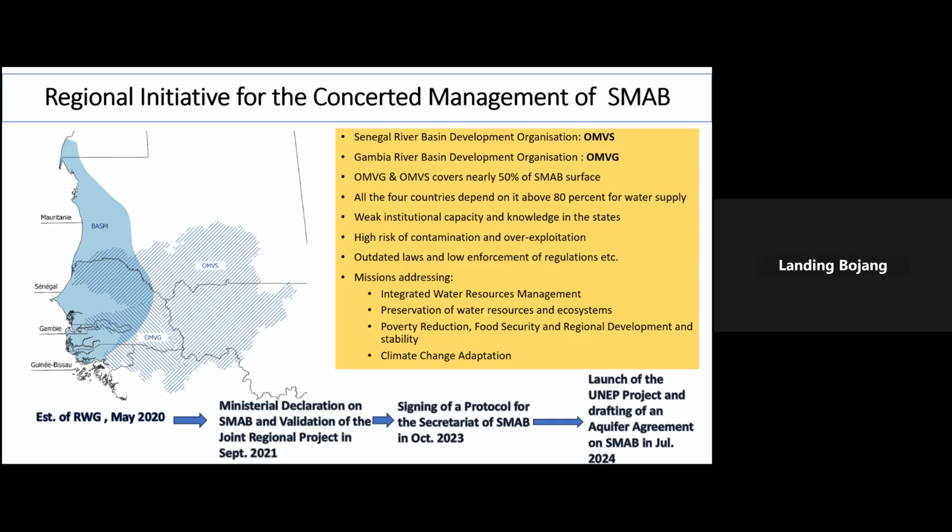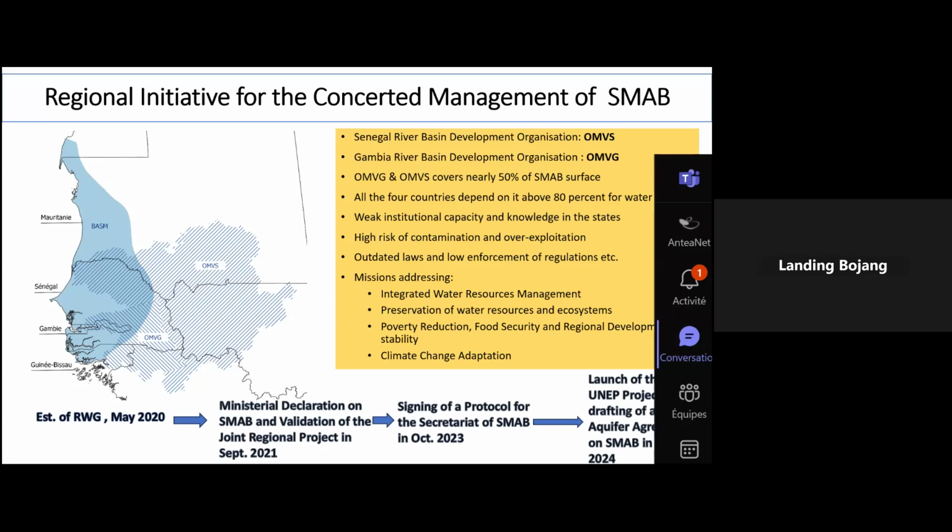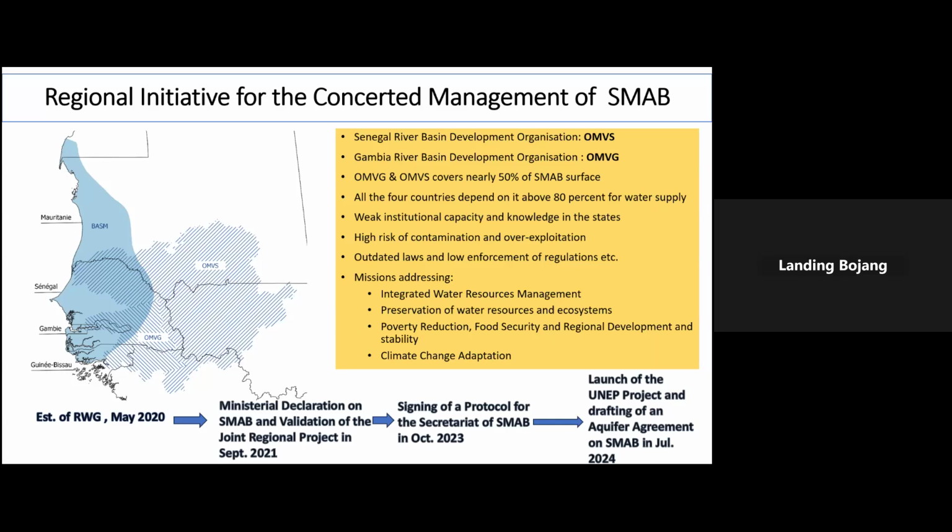Equally, there is high risk of contamination and overexploitation because of the weak regulations and legislation. And also there are outdated laws and weak law enforcement. So the regional initiative for concerted management wishes to promote integrated water resources management in order to preserve the water resources and the ecosystem, reduce poverty, promote food security, regional development and stability, as well as climate change adaptation.